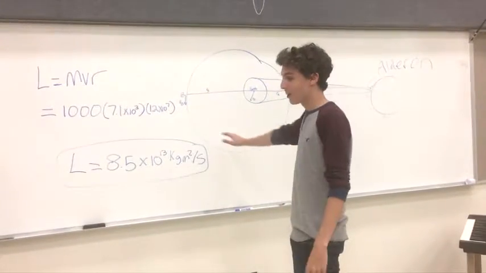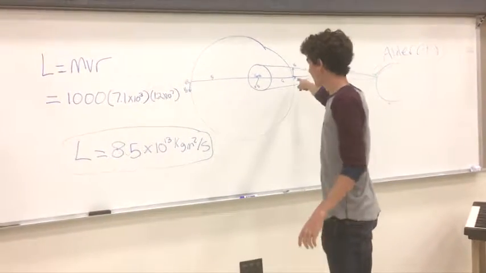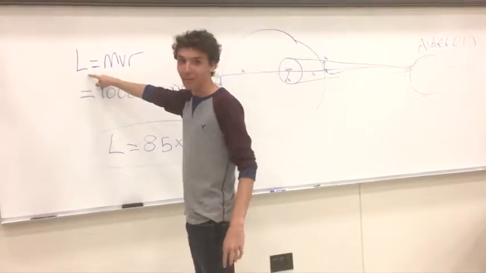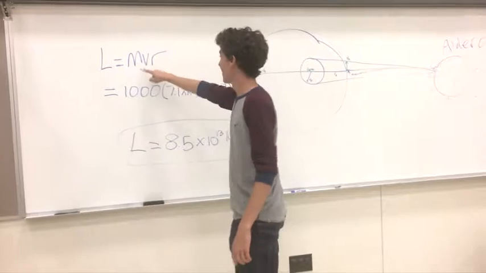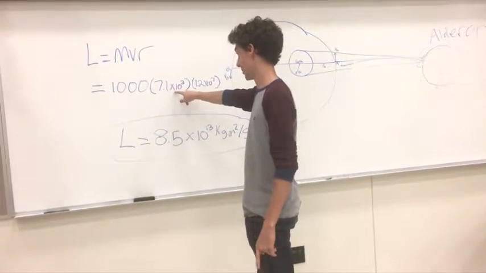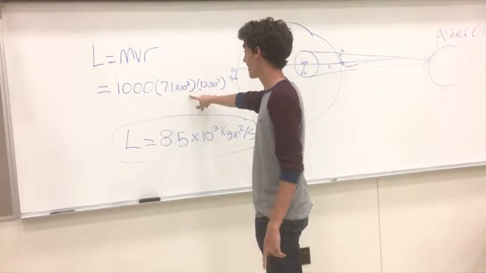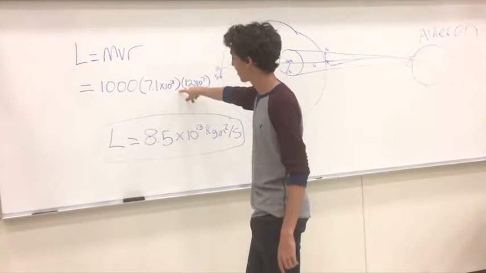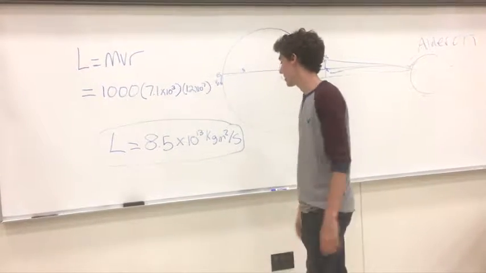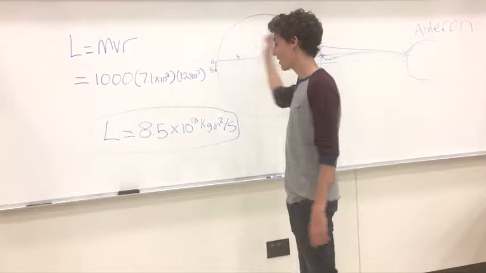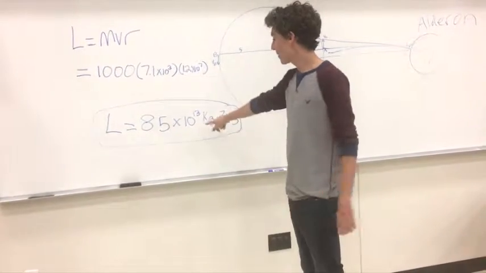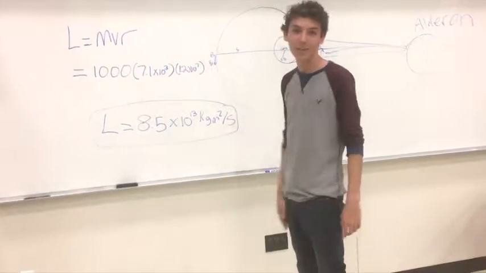So for part B, we're finding the angular momentum of the spacecraft about the Earth. To do that, we're going to use the formula L equals mvr. M is the mass of the spacecraft, which is 1,000 kilograms. V is the velocity, which is 7.1 times 10 to the 3 meters per second. And R is the distance 1.2 times 10 to the 7th meters. When you do that, you get the answer, 8.5 times 10 to the 13th kilogram meters squared per second.